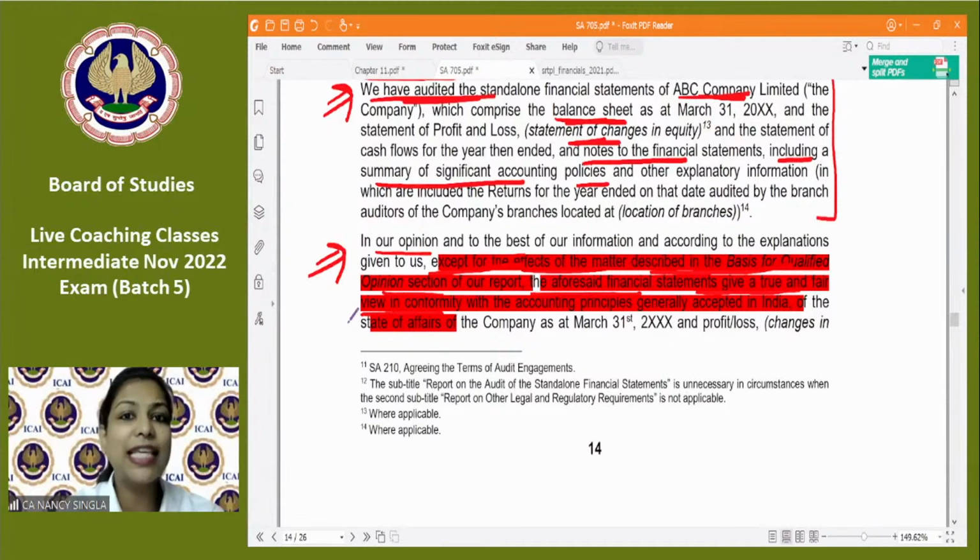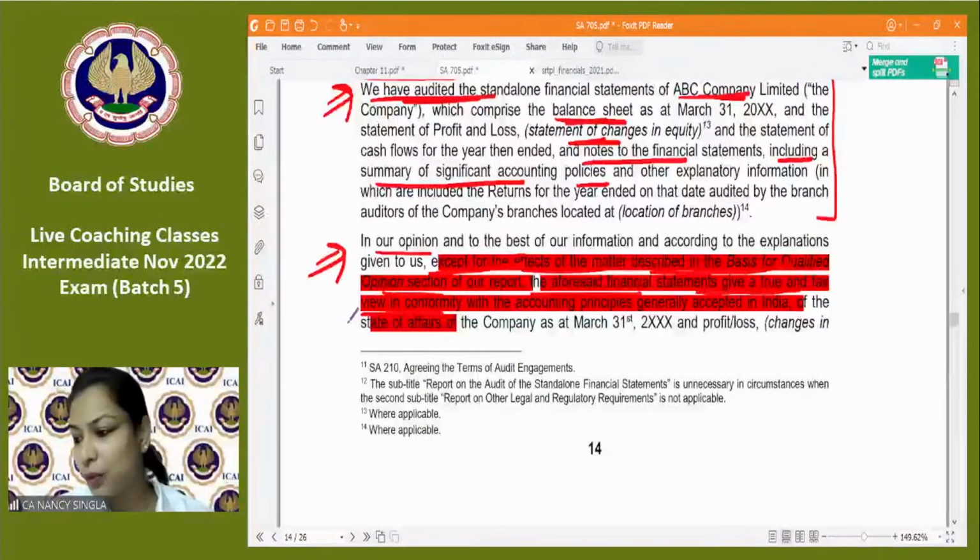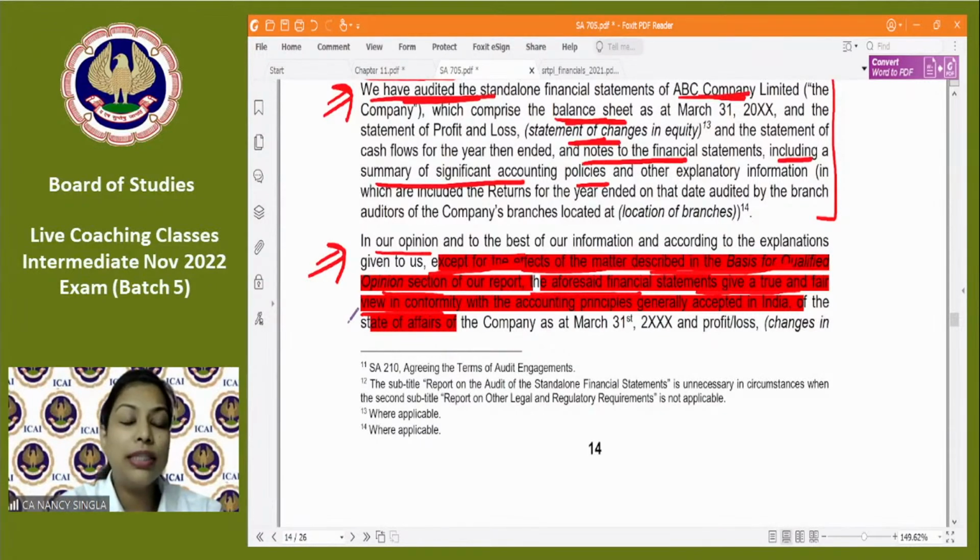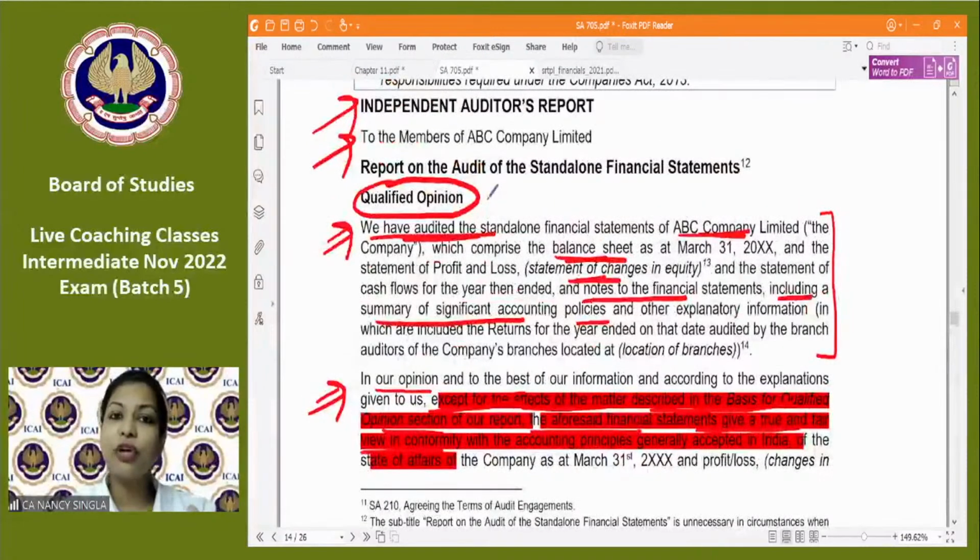Except का मतलब क्या होता है? इसके अलावा. Hiral, is it clear now? इसके अलावा. ठीक है? Clear? Now this was my qualified opinion, and you have seen कि basis for opinion में 4 points तो आएंगे ही जो 700 में थे, but now a description of the matter that has resulted in the auditor giving a qualified opinion will also come.